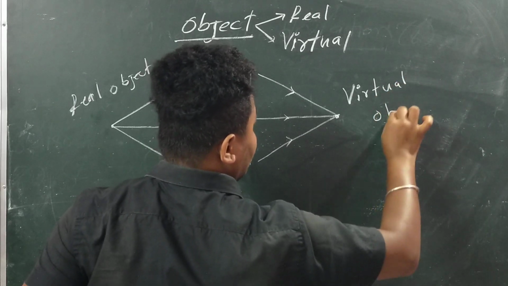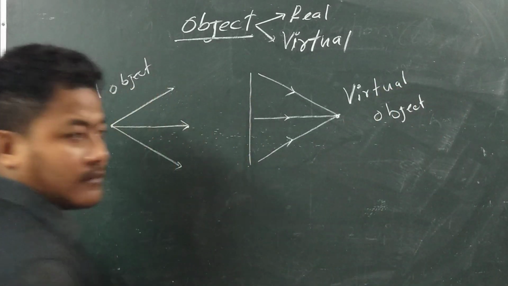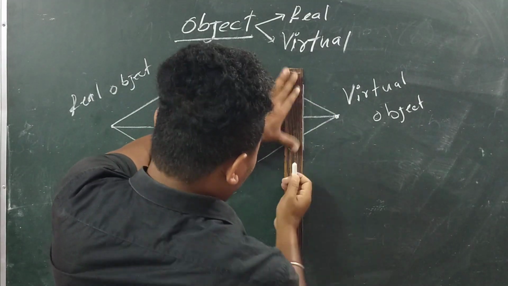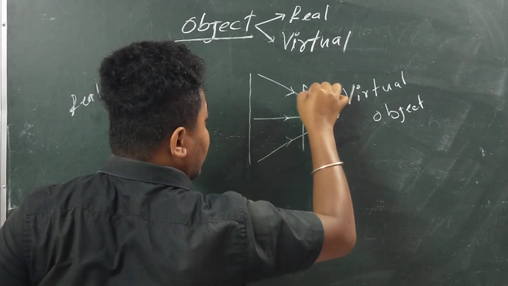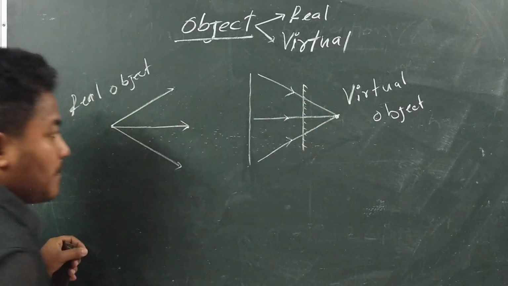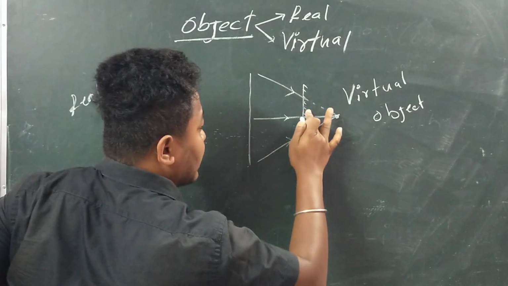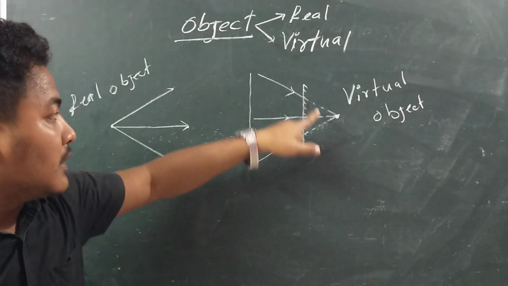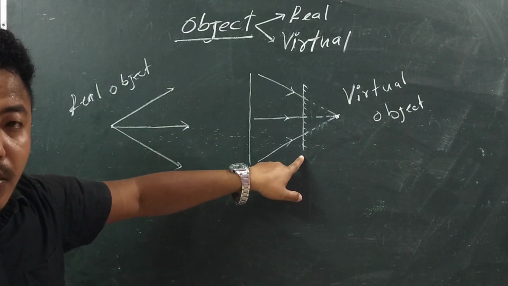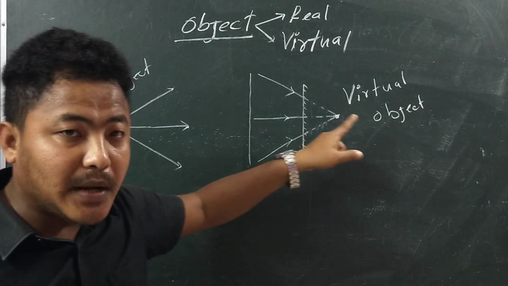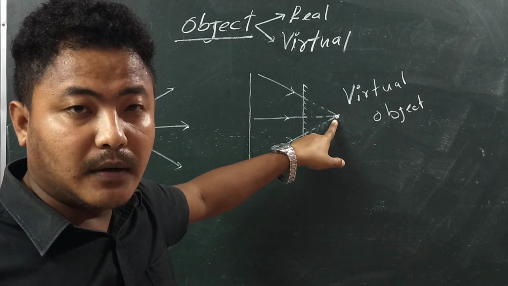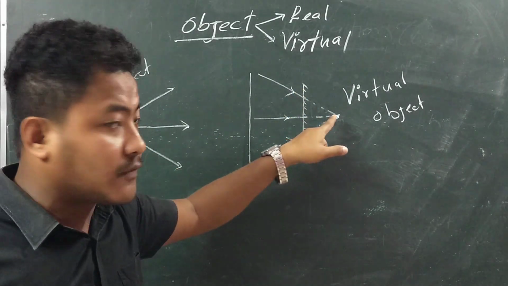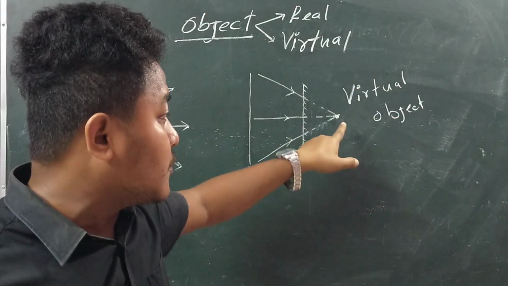This will become a virtual object. Or if you keep a plane mirror here, suppose I am keeping a plane mirror here, what will be seen? There will be some broken line you can represent. What will they mean? They will mean that in the presence of this particular mirror, the rays of light will appear to meet at this particular point.